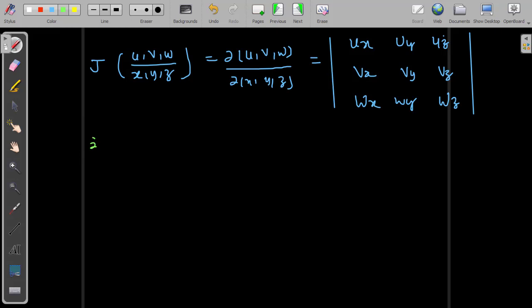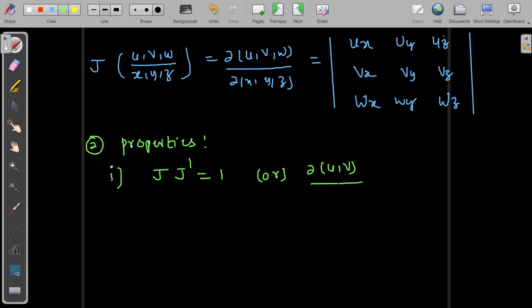Now we will discuss point 2, properties of Jacobian. The very first property, Roman number one: J times J dash equal to 1. What is J? J stands for dou of u comma v by dou of x comma y, for the function of two variables. U is a function of x y, v is a function of x y.